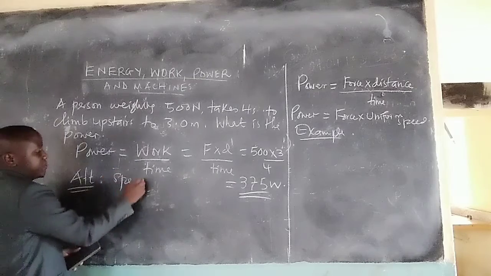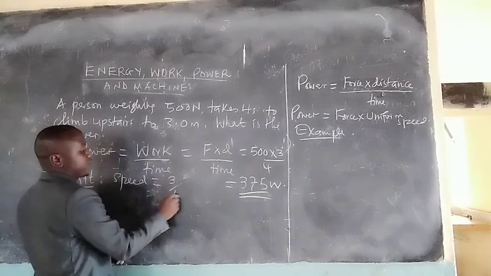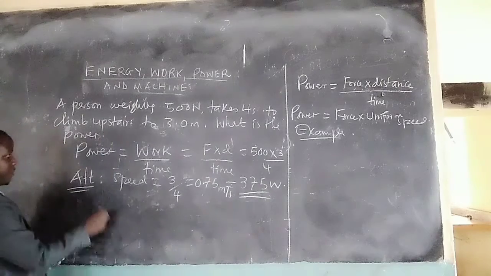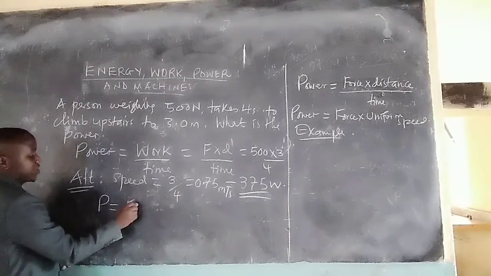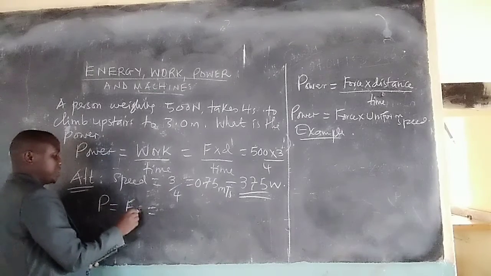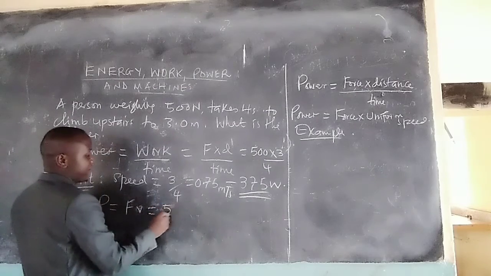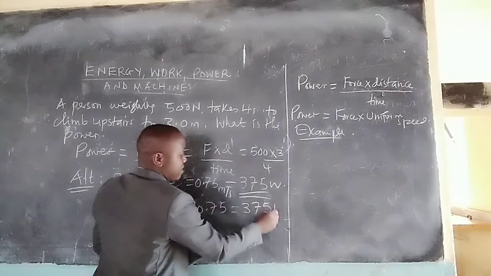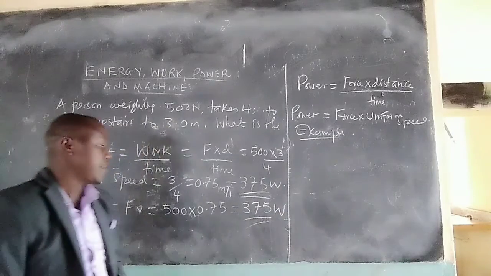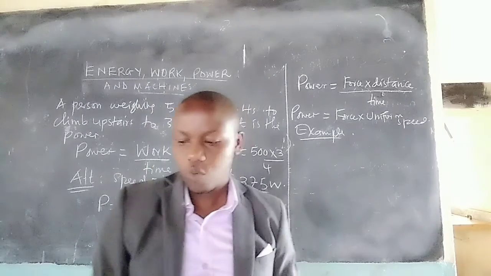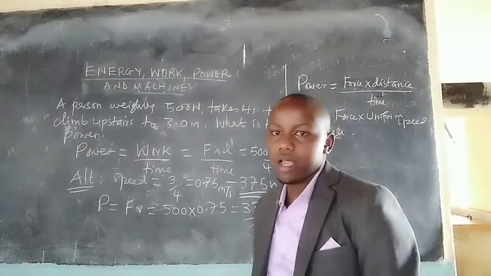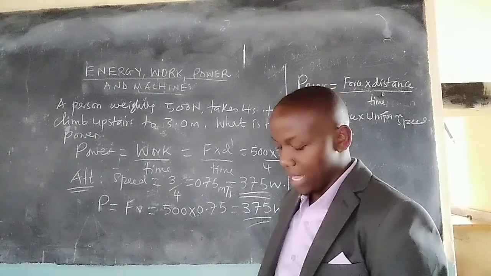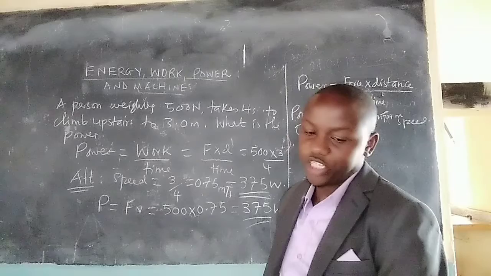We could have also alternatively calculated speed, which is distance out of time. Therefore, 0.75 meters per second is the speed. Now with speed, we can say that power equals force times speed, or uniform velocity, which will be a force of 500 times 0.75, which will automatically give us 375 watts again. So whenever we talk about power, we simply mean the rate of doing work, and this is given by work per unit time.